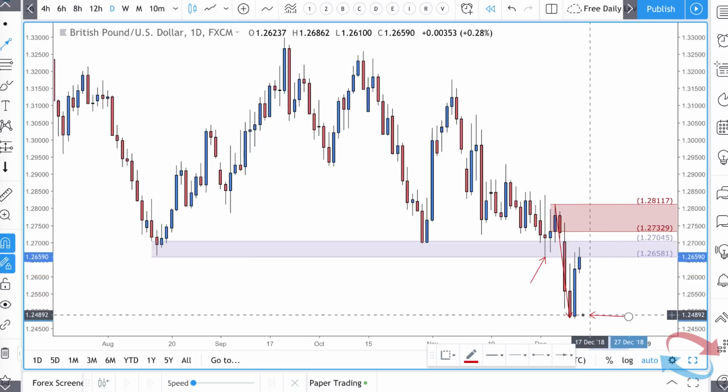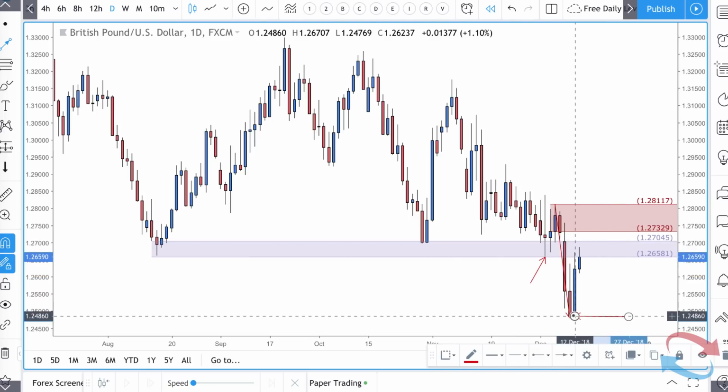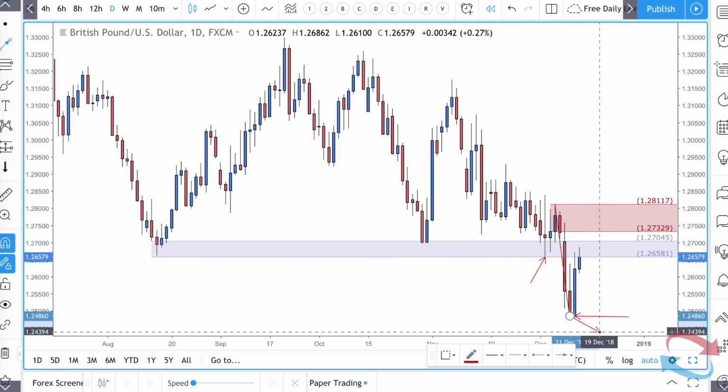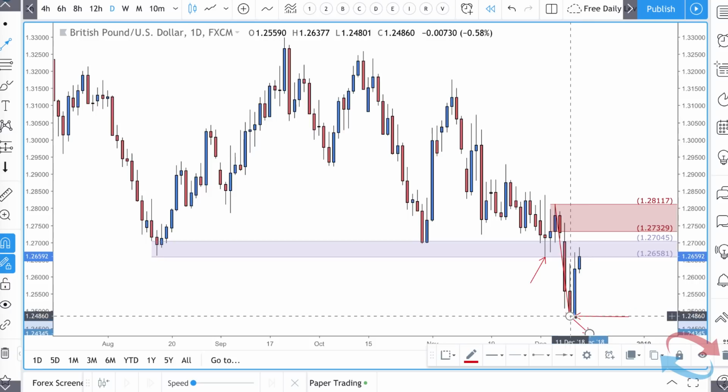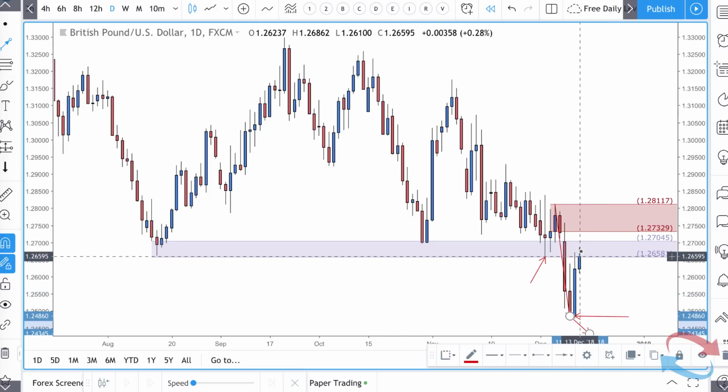Down here is expensive. Why do we know that to be expensive? Because there's no more demand for the dollar. Prices aren't going any lower, are they? So buyers are no longer interested in buying the dollar at this exchange rate, 1.2485 for now, until something obviously changes.